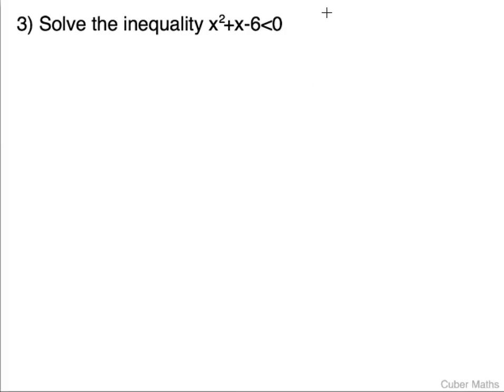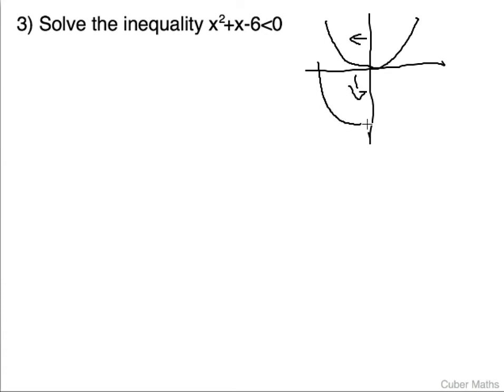Here we have our third problem. It says solve the inequality x squared plus x minus 6 is less than 0. So the first thing we're going to do is sketch it, just do a rough sketch, because then we'll know where we were looking for the inequality. So x squared is going to give us this sort of shape, but because it says plus x, we're going to move it 1 to the left, and because it says minus 6, we need to move it 6 down. So our general shape is going to be like this, where it crosses at minus 6, and the minimum point here is minus 1.